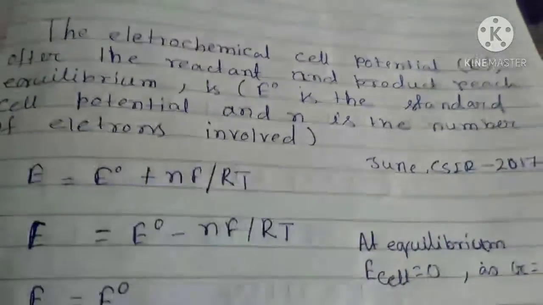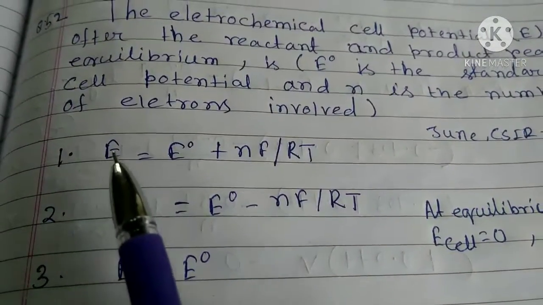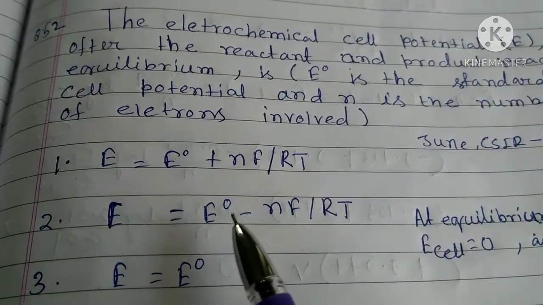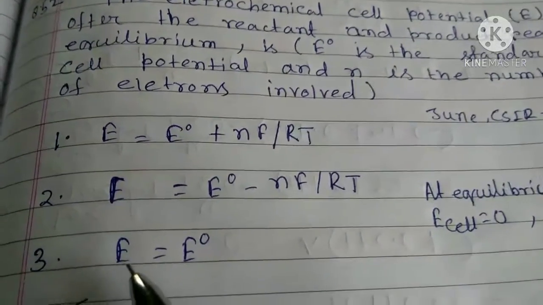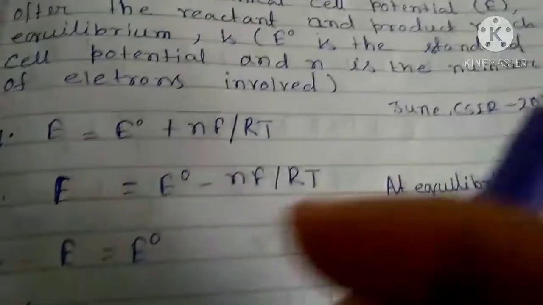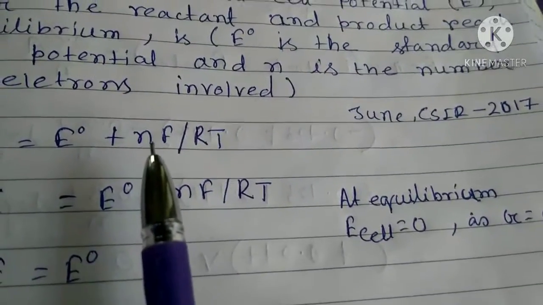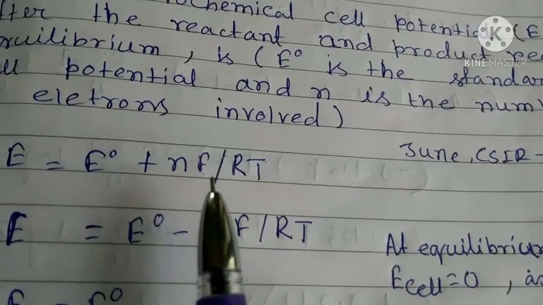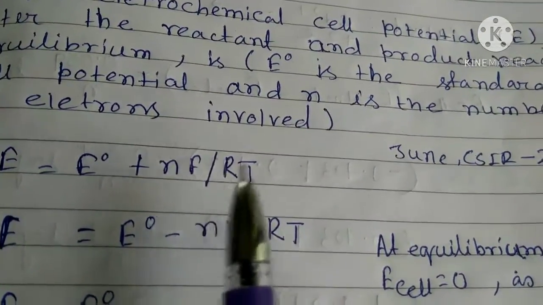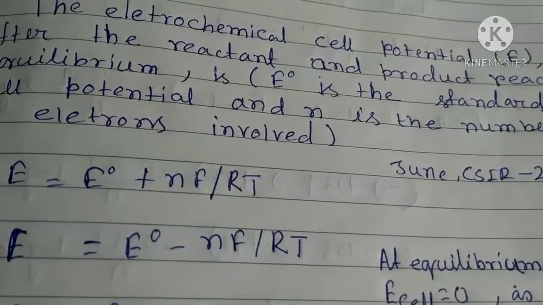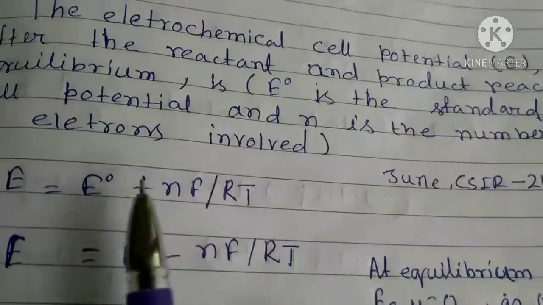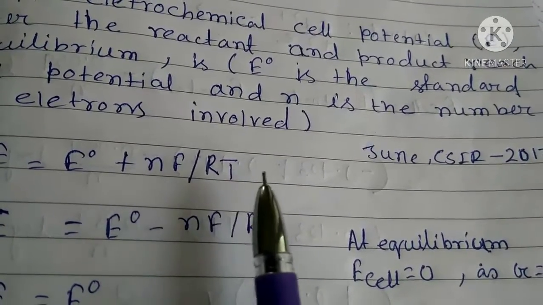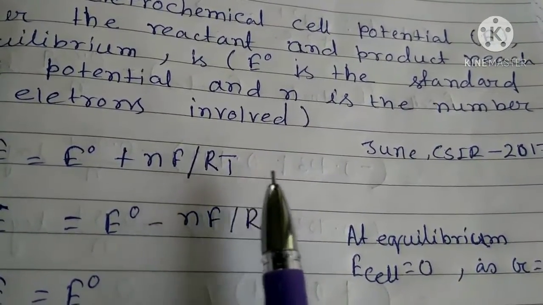The options are number 1, E is equal to E0 plus nF by RT; E is equal to E0 minus nF by RT; E is equal to E0; and E is equal to 0. In nF, we know that n is the number of electrons transferred, F is the Faraday constant, that is 96,500 coulomb per mole, R is the standard gas constant, and T is temperature.